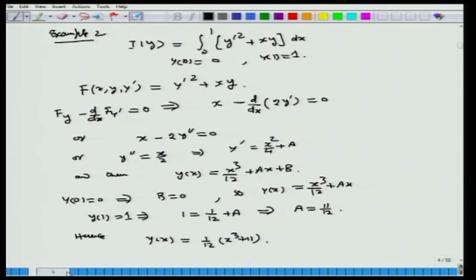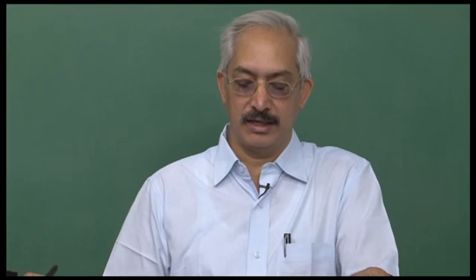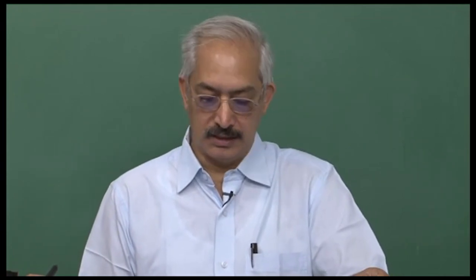So, this is the extremal. In the next example, we considered I(y) equal to the integral from x1 to x2 of y squared dx, and here the given conditions are y at x1 equal to a and y at x2 equal to b, where a and b will have to be chosen suitably. Here f is y squared, and so Euler's equation f_y minus d by dx of f_y prime equal to 0 implies that y is identically 0.